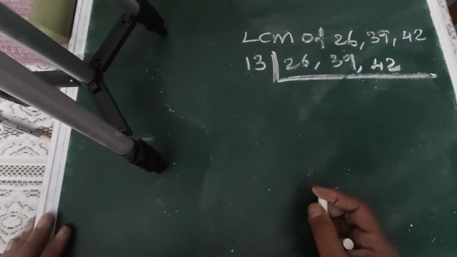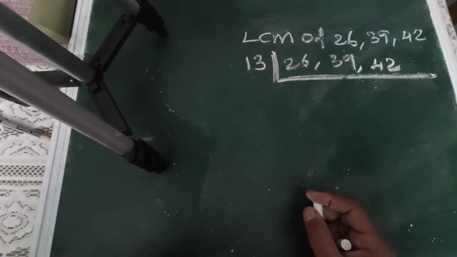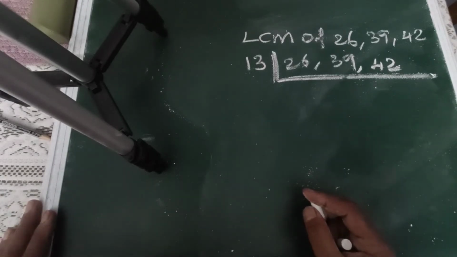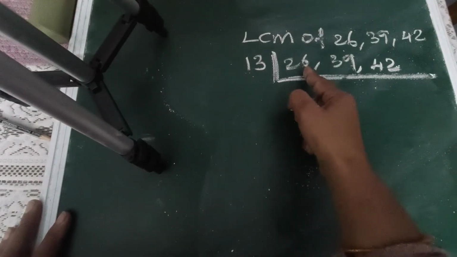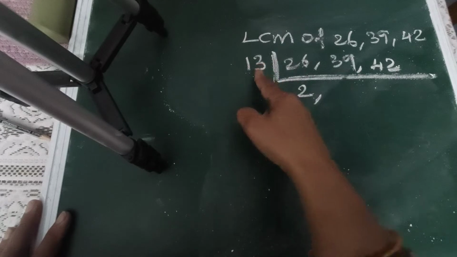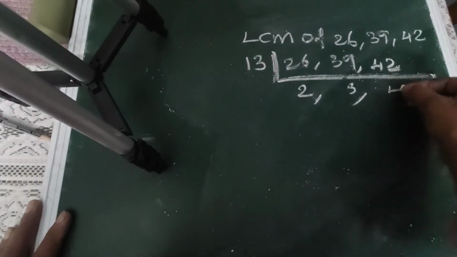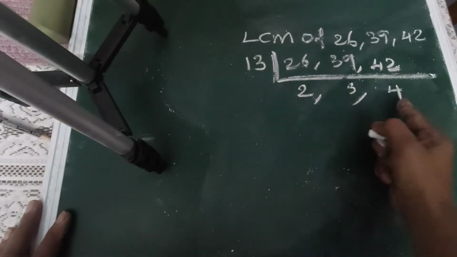So for all this, HCF, LCM, factors, multiples, the only thing you should know is the tables. If you are thorough with the tables, this chapter is nothing. Just like that, you can do all the sums. Okay. So 13 2s are 26, if you know the 13 table, 13 3s are 39, 13 4s are 52. So 4 is the quotient.